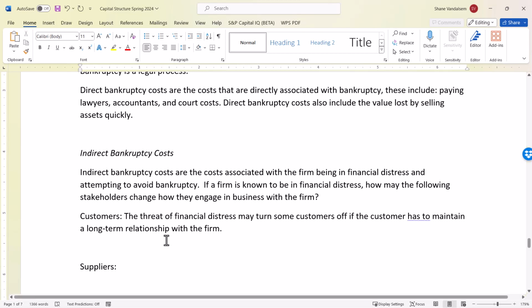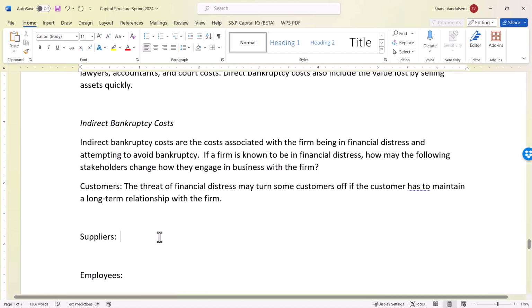Suppliers, I mentioned this before with Kmart. Suppliers will often stop issuing trade credit or change the terms of trade credit if they think that their customer is in financial distress.